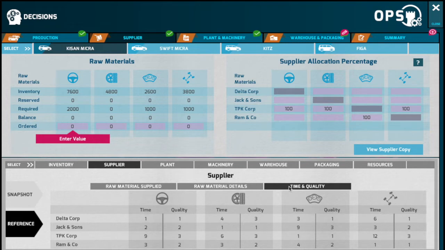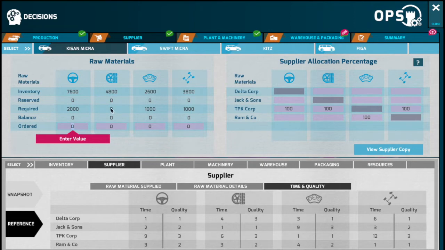You would need to take cognizance of the quality rating and the time because these are important factors which would determine the time it takes for the products to be produced and the number of products that get produced once the production request is made. Go ahead and place your order and enter the number of units of raw materials that you would like to procure from your suppliers.